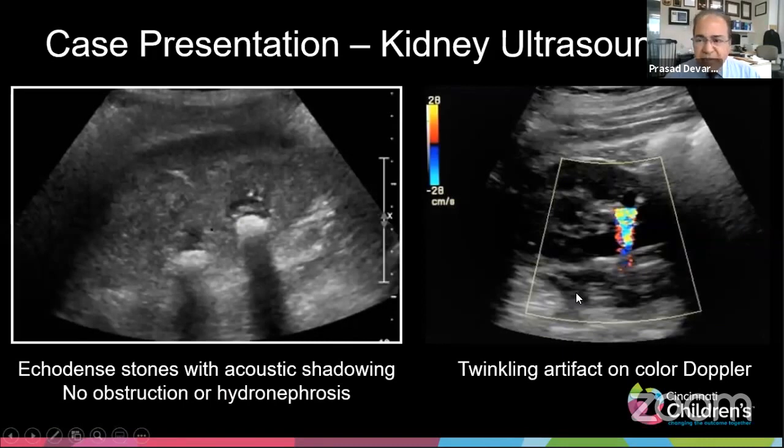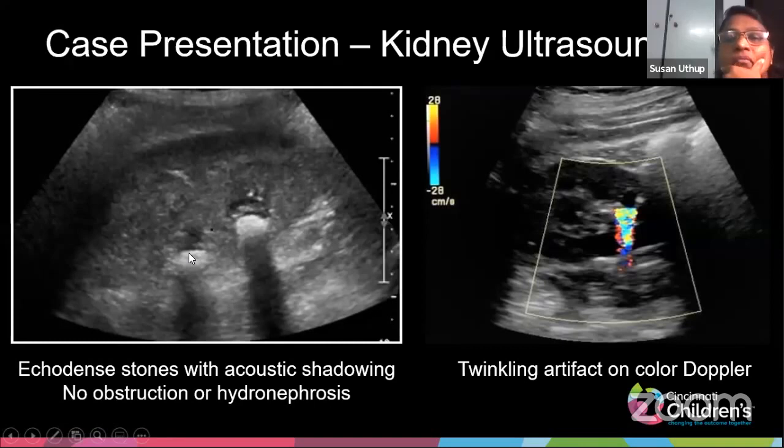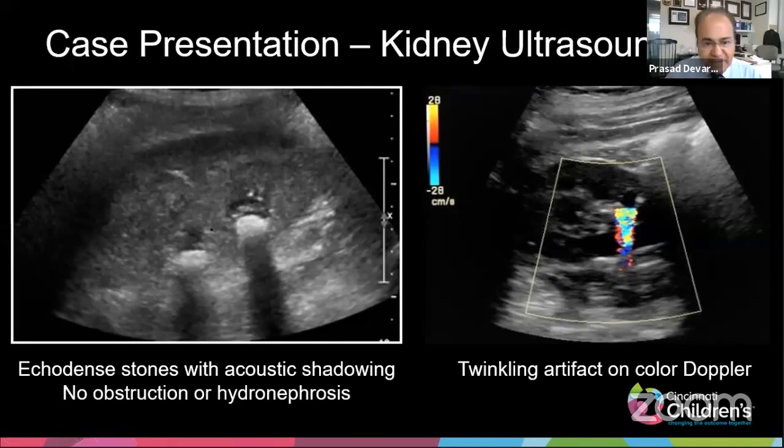And then we look at his kidneys because he's had some flank pains, and this is where the title for the talk came up, the rocks in this kid's kidney. So this is a rock, this is a rock. And what you can see is these are echo-dense stones in both kidneys. And then you see this very classic acoustic shadowing on the ultrasound. And that is typical for kidney stones.